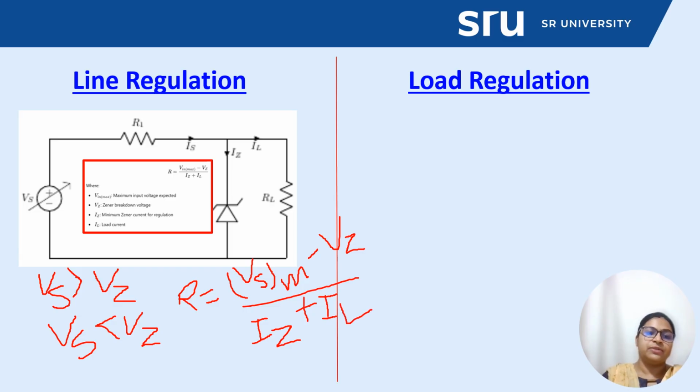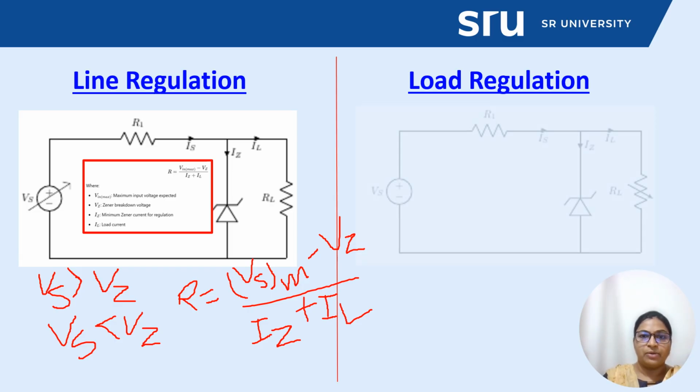So this Vs max is indicating the maximum input voltage expected. Vz is the Zener breakdown voltage. Iz is the Zener breakdown current, the minimum Zener current for regulation, and IL is basically the load current.